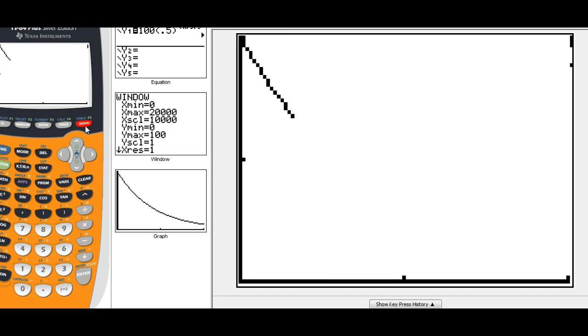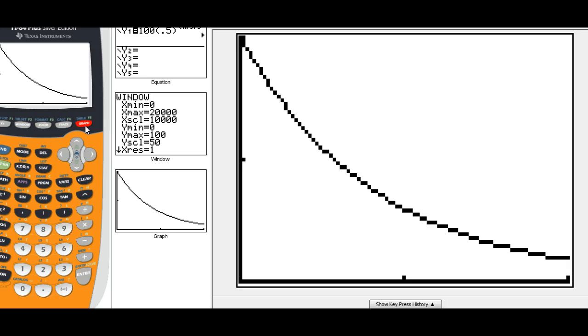Now if we graph it, we see our exponential function. This is decay because the base of our exponential function is a half.